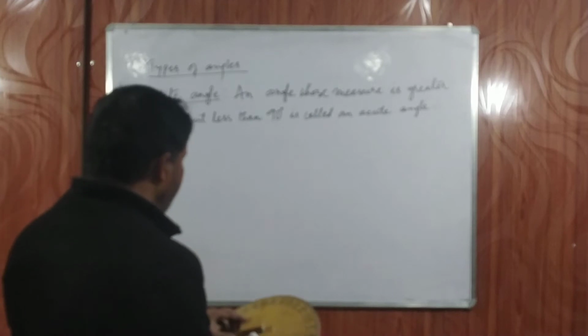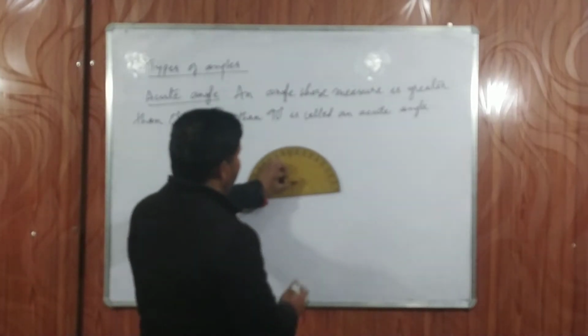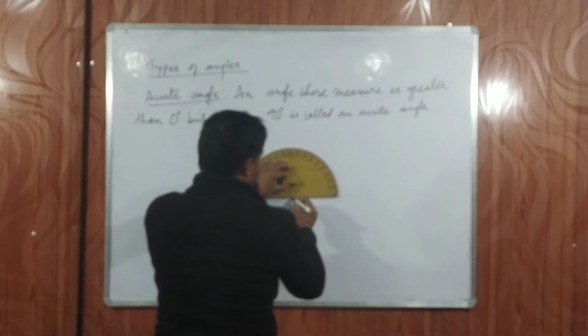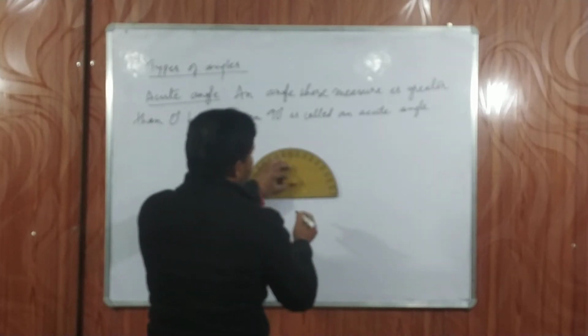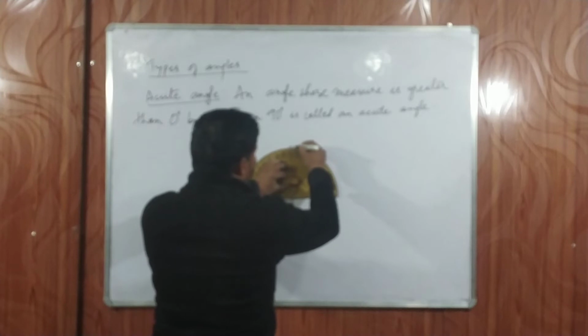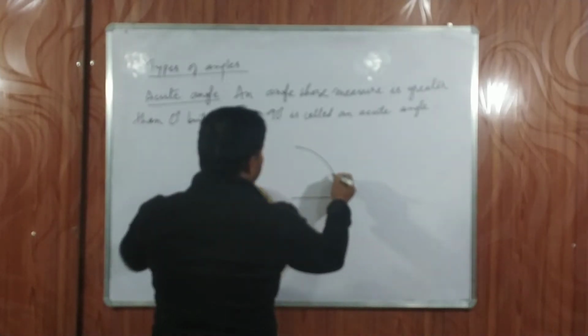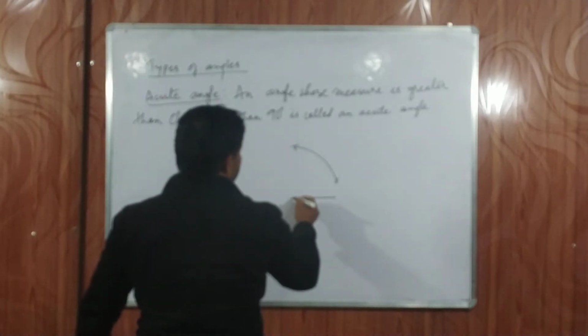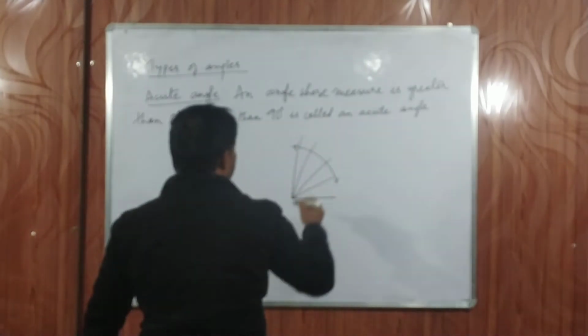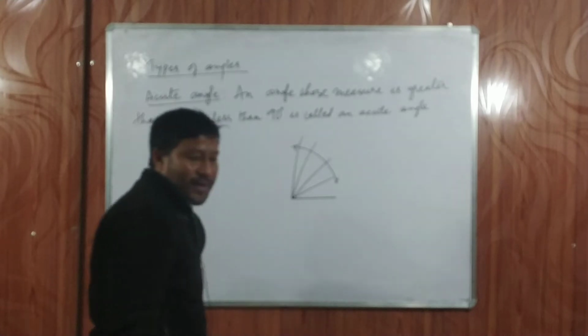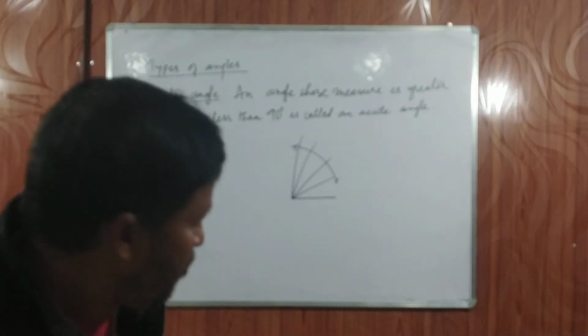Now you see, I have told you an acute angle, that means it will lie, if you measure it from this side, somewhere here in between this. So this can be an acute angle, this can be an acute angle, but it should not be greater than 90 degree.